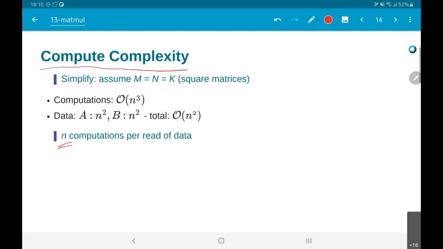In general, what I would like is to have as much compute as possible for each data that is read from memory. I would like to minimize the amount of data that I need to read in order to compute. Of course, I need to read a minimum of O of n squared data just to get all the data in, but I would like to avoid reading the same values again and again.